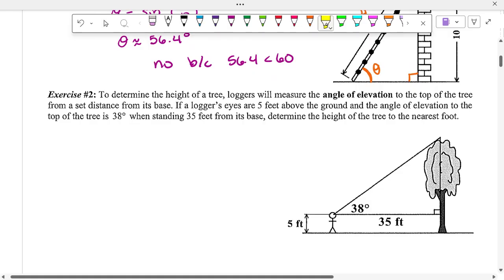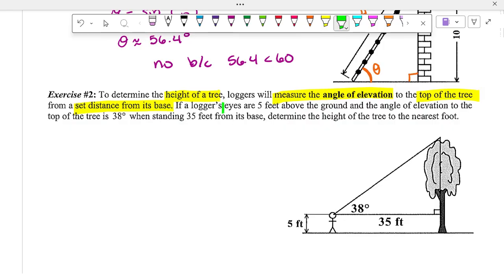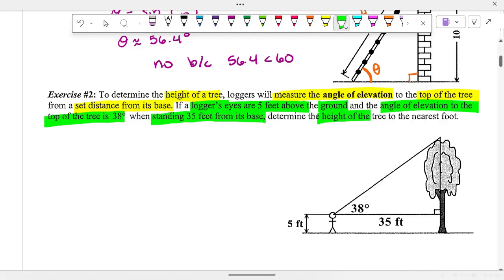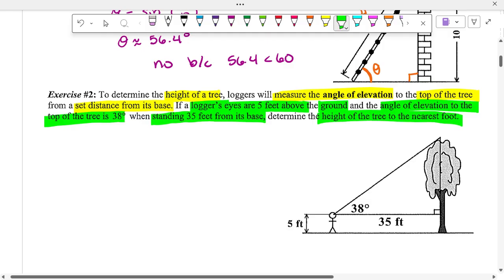To determine the height of a tree, loggers will measure the angle of elevation to the top of the tree from a set distance from the base. So the logger's eyes are 5 feet above the ground, and the angle of elevation to the top of the tree is 38 degrees. Now, when it's standing 35 feet from the base, what is the height of the tree to the nearest foot?